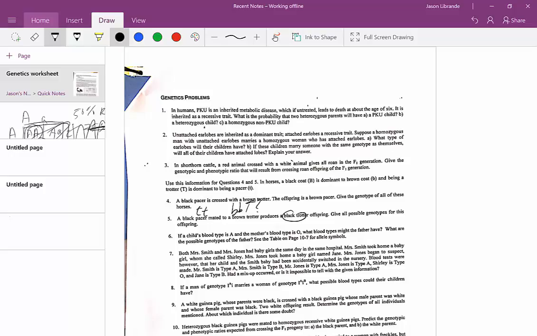For the black pacer, you know they have two lowercase t's, but for the B allele, we don't know what their second B allele is. Okay, but we know we produce a black trotter offspring. So that means they have at least one uppercase B allele, and trotter, so they have at least one uppercase T. It's question mark there.